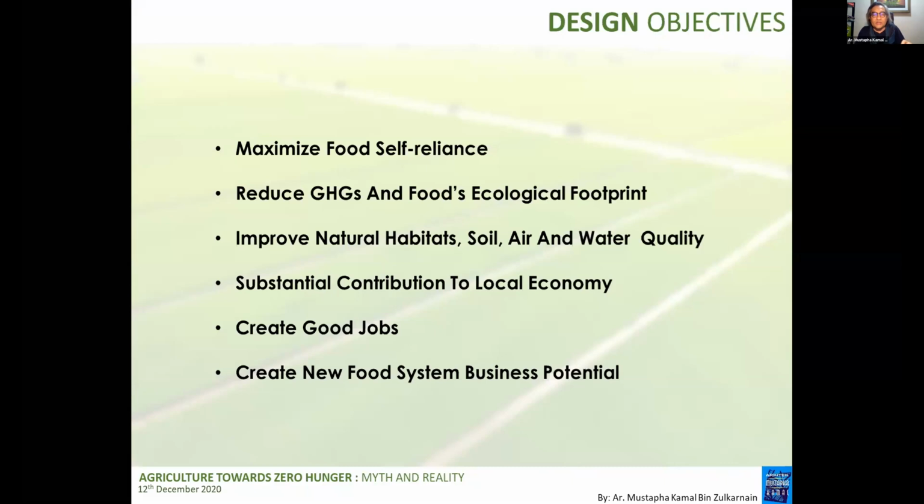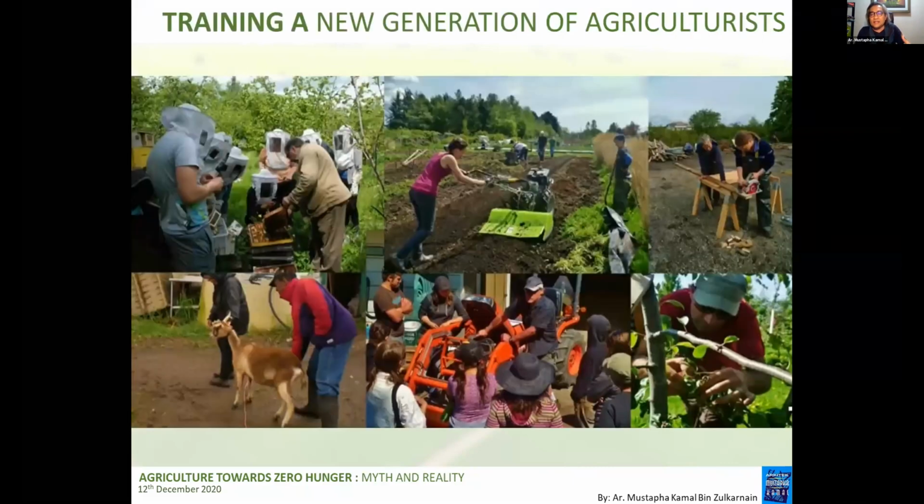We need to reduce GHG gases in order for us to plant and have more ecological footprint for agriculture, and improve natural habitats and soil, air, and water quality. We also need to create good jobs in agriculture, because agriculture is always seen as a second class profession. Now with this new type of people living in the cities, the cities are no use without people. That's why we go for urban farming.